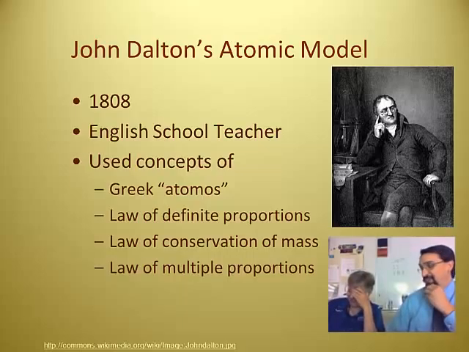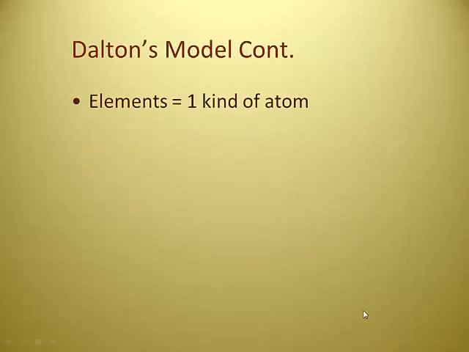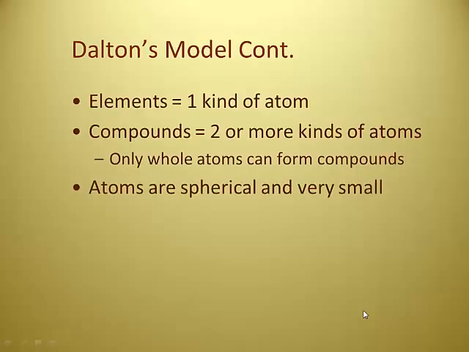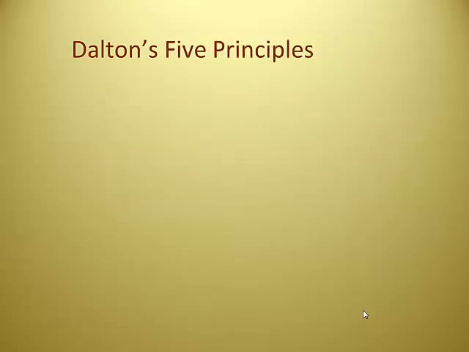He actually taught natural philosophy, which was in 1808 the code word for science. Oh, natural philosophy. Okay. So what Dalton comes up with is the fact that elements are one kind of atom. He comes up with the idea that compounds are made of 2 or more kinds of atoms, and only whole atoms can form compounds. You can't split an atom in half is one of the things that he said. And atoms are spherical and very small, and this is what his model actually talks about here.